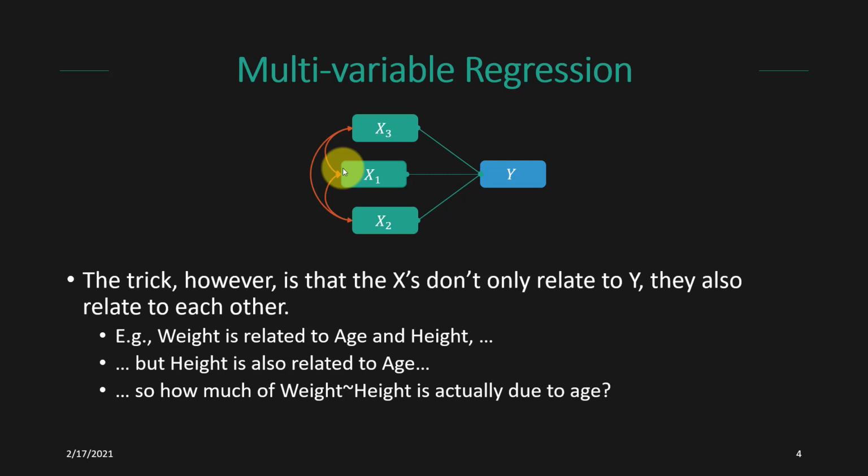So how much of the relationship between weight and height is actually due to age? These relationships between the x's and the y also have to take into account that these x's might be related to each other. And how do we determine whether the part of height and age that's shared counts for height? Does it count for age? Does it count for neither of them? We have to take some special considerations into account when we're building these multivariable regression models.